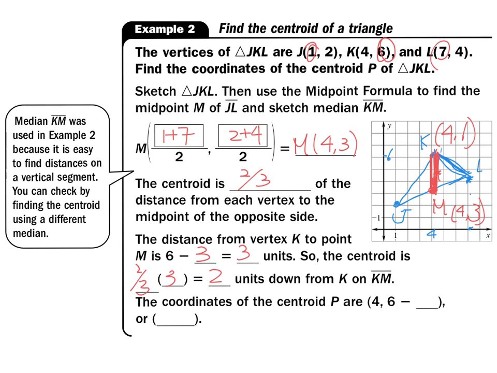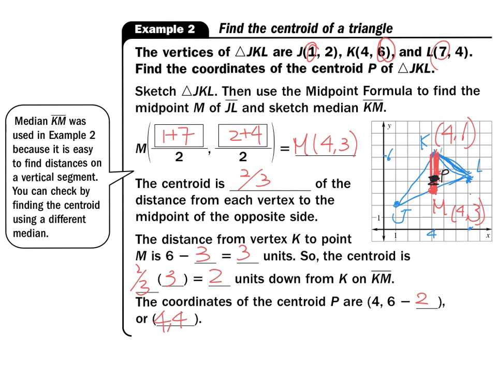So the coordinates of P would be 4 and 6 minus 2, so I should have (4, 4). So 4, 1, 2, 3, 4. So here's my P right here. Should be somewhere there. Okay, I apologize for the lousy graph, but you got the point.